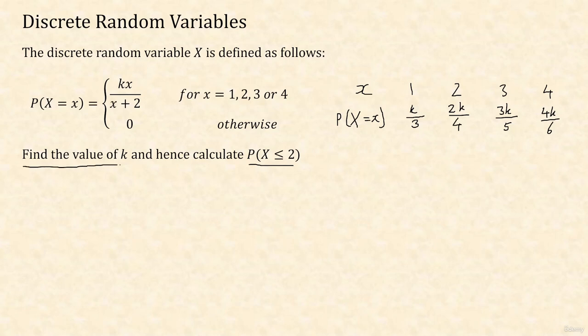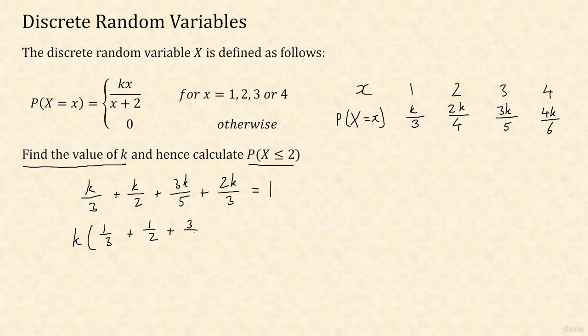So I need to work out the probability that x is less than or equal to 2, and I'm going to do that by finding the value of k. So I can use the fact that these must add to 1. So I know that k over 3 plus 2k over 4, which I'll simplify to k over 2, plus 3k over 5 plus 4k over 6, which I'll simplify to 2k over 3, that's got to equal 1. Now, if I factorise a k out of this, I have a third plus a half plus 3/5 plus 2/3 equals 1.